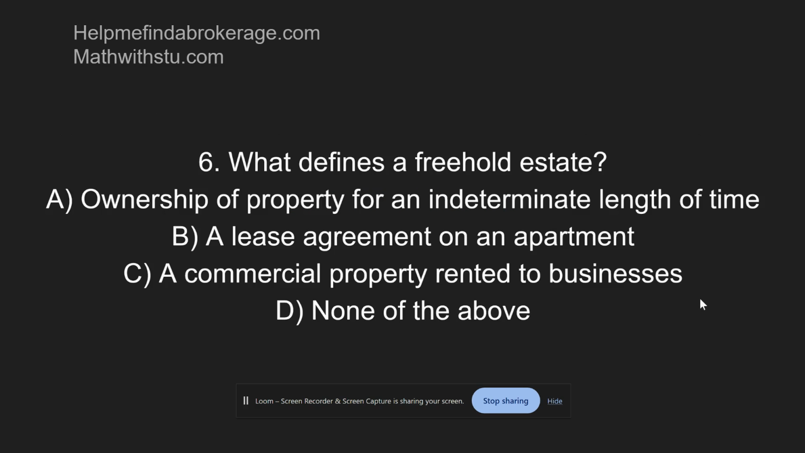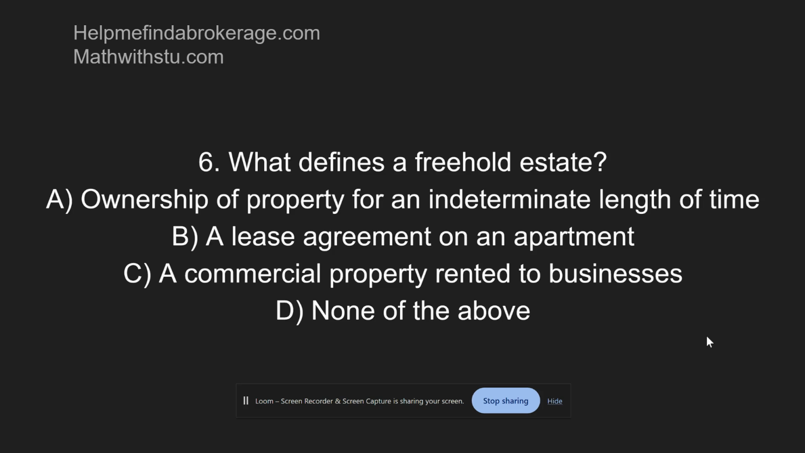So, let's go ahead and look at the next one. What defines a freehold estate? Is that ownership of a property for an indeterminate length of time? A lease agreement on an apartment? A commercial property rented to businesses? Or none of the above?